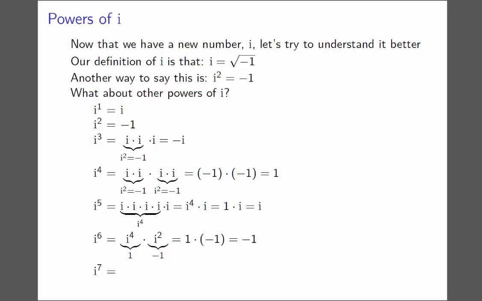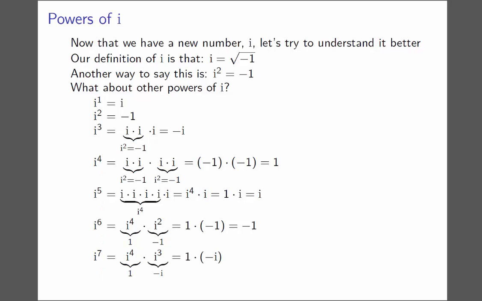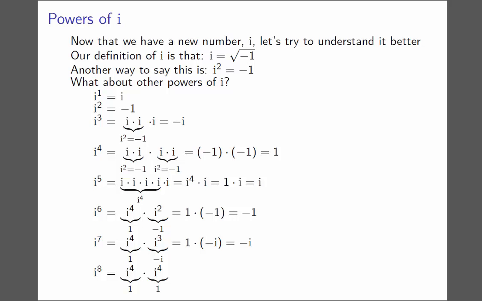For i to the seventh, we can break it up as i to the fourth times i cubed. And we know i to the fourth is 1, while i cubed we found to be -i. So we get that i to the seventh is 1 times -i, which is just -i. And for i to the eighth, we break it up as i to the fourth times i to the fourth, which is 1 times 1, so we just have 1.